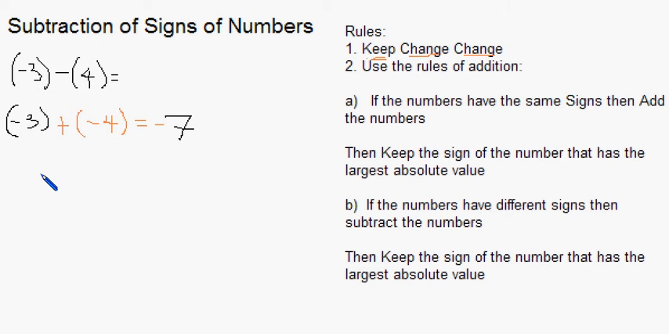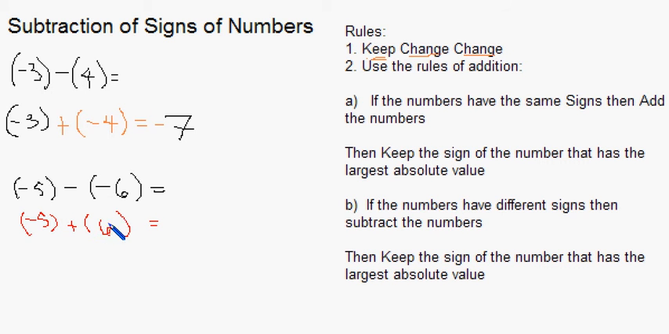Let's take a look at another example just to make sure that we understand this. Say that I have a -5 and I'm subtracting a -6 from it. Now you notice that in this case, because we're subtracting a -6, we're going to keep this -5 the same, change this to addition, and we change this to a +6. So we're really adding a -5 and a +6.